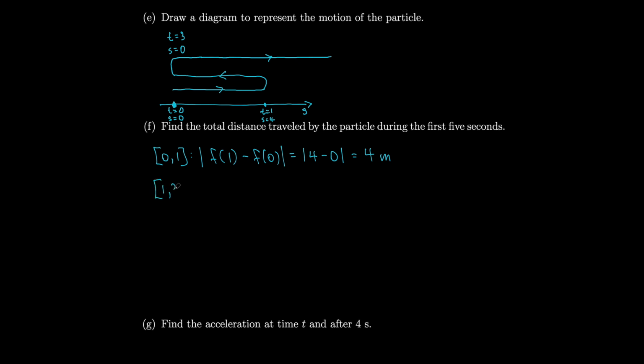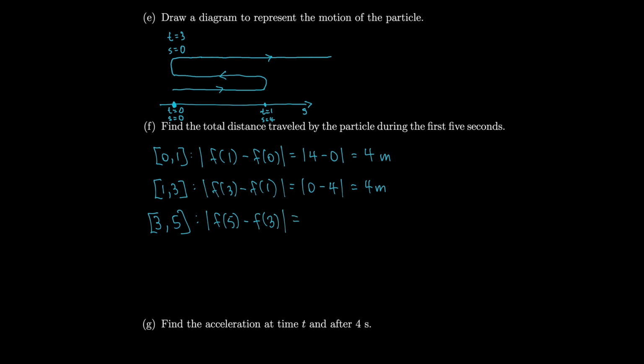If I look from 1 to 3, then I'm looking for the difference between f of 3 and f of 1, which is absolute value of 0 minus 4, which again is 4 meters. Now I know that it's positive for the rest until 5, so I don't have to worry about any more splits. So I'm looking from f of 5 to f of 3, plugging in those numbers into our function gives us 20 and 0, so it's 20 meters. So altogether the total distance is 4 meters plus 4 meters plus 20 meters equals 28 meters, which includes the distance it traveled backward.